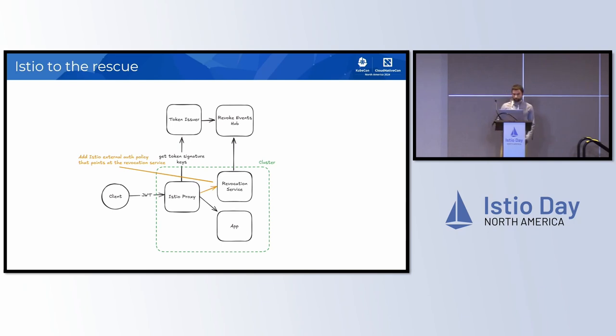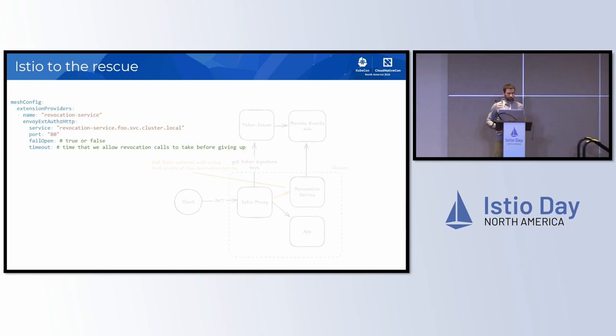Now that gives you this full circle where, if a token's coming in, not only is the Istio proxy validating that the token is genuine, but it's also doing a double check against this revocation service. It can then override and make a decision that might change whether or not that token is allowed, not just expired or not, but maybe we're going to make an exception and say that it's not allowed even though it is technically valid.